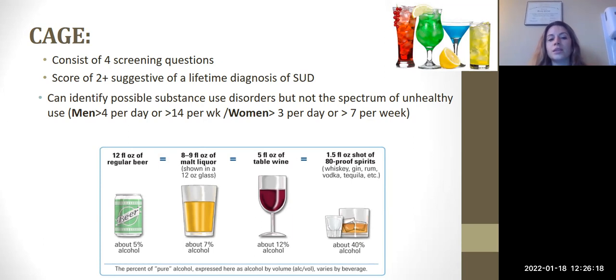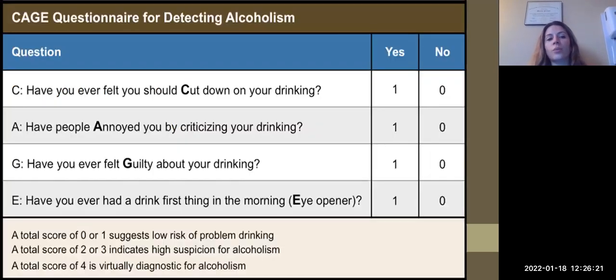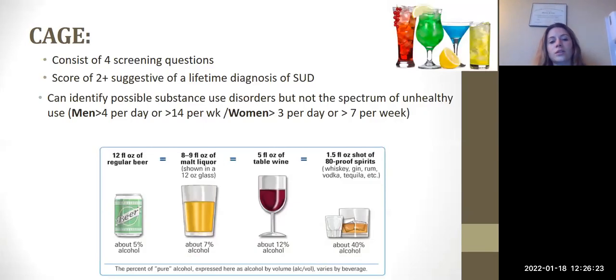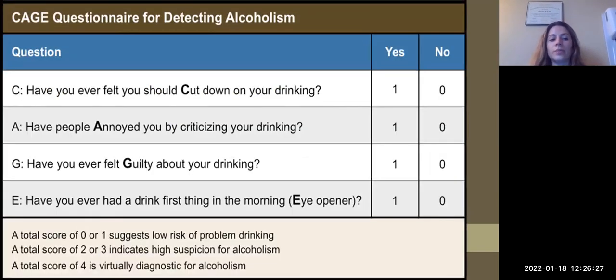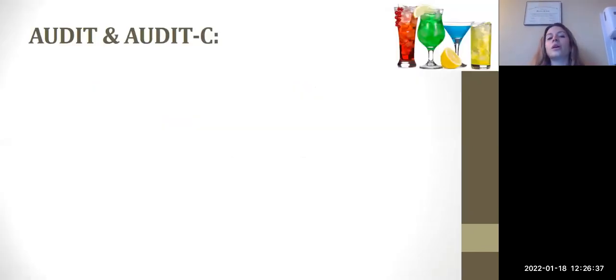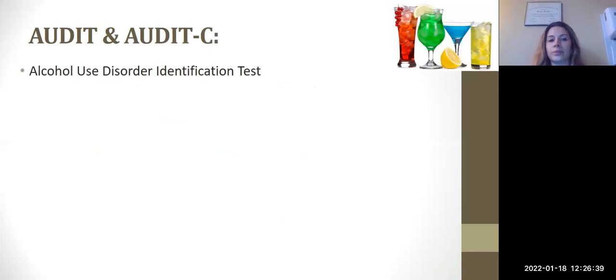The nice thing about it is it can be used as a teaching tool to help patients understand a standard drink. So you can see standard drink sizes are on there, and you can have that conversation with them. It does produce a different score for men and women. It is just a yes or no. And the CAGE stands for cut, annoyed, guilty, and eye opener. So ask these questions, yes or no, and then that gives you a total score, which produces the screen.